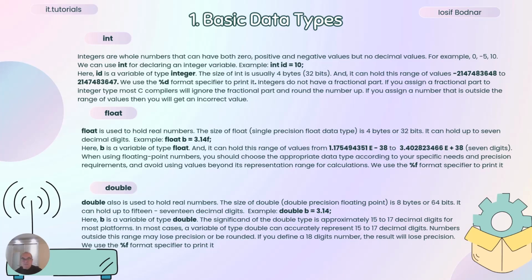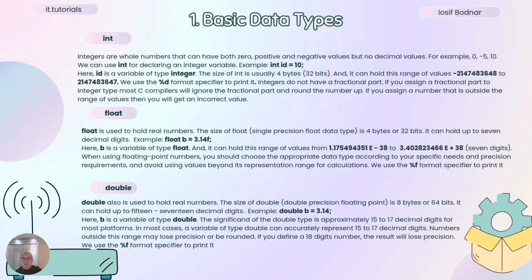The size of int is usually 4 bytes, which represents 32 bits, because 1 byte contains 8 bits. 8 times 4 represents 32 bits. It can hold this range of values. This is the minimal value which this type int can hold, to this value which represents the maximum value which this type int can hold. We use this format specifier made of this percentage symbol and letter d to print this type int.